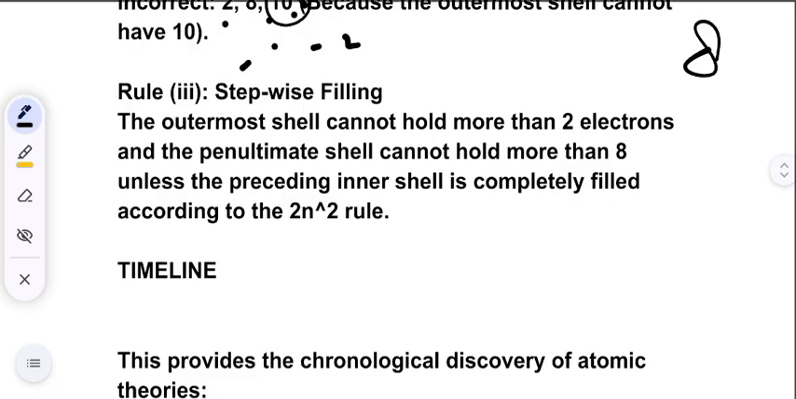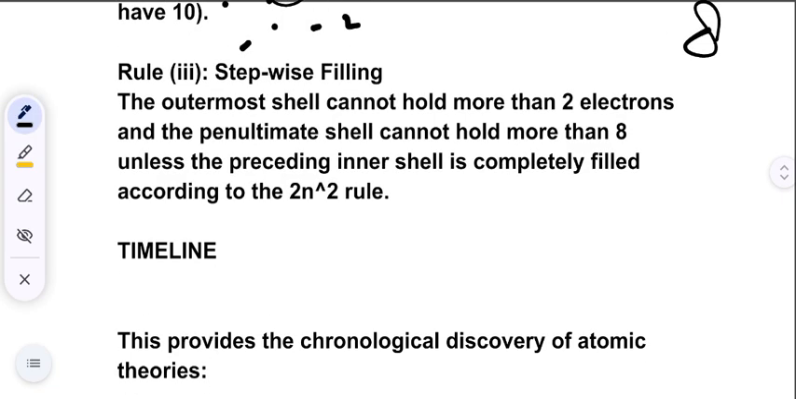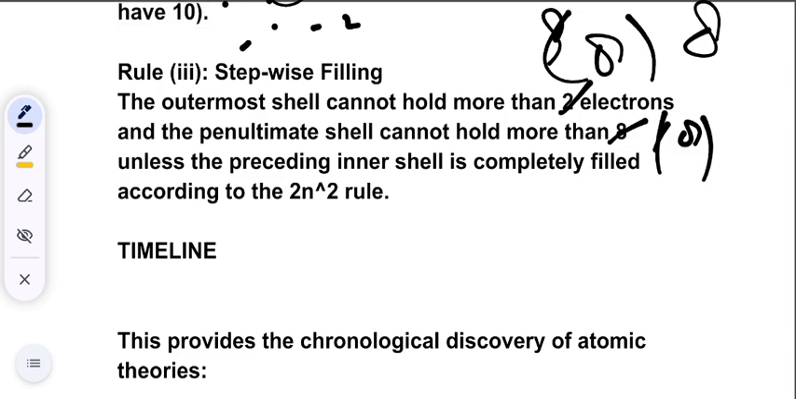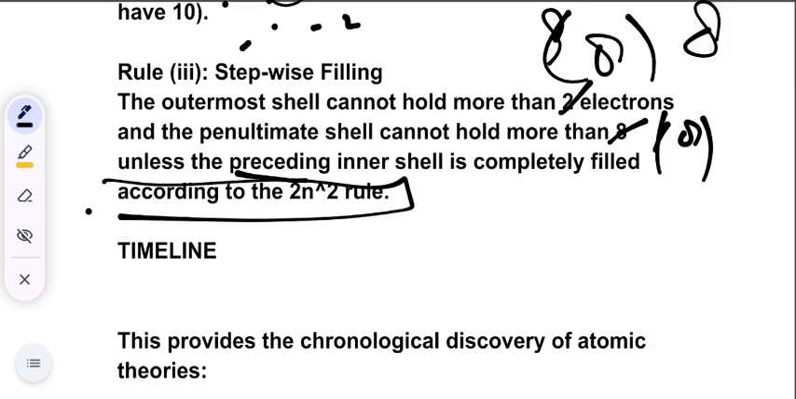Fine. Our rule 3 is stepwise filling. The outermost shell cannot hold more than 8 electrons, and the penultimate shell cannot hold more than 18 electrons. There are some typing errors here, and this one is the correct one. Electrons fill a shell only unless the preceding inner shell is completely filled, according to the 2n square rule, which is the first rule.